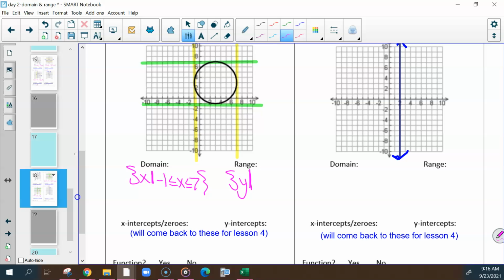What is your lowest point? -1. And your highest point. It's at 7, yep. So sometimes they're exactly the same, sometimes that doesn't happen. Is this a function? No.